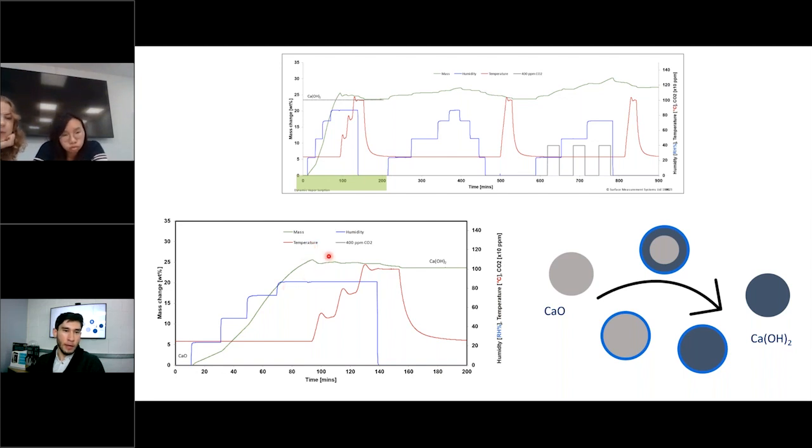It then afterwards stabilizes. We can start heating the material and remove any excess humidity that is absorbed on the surface of the crystals, and we end up with calcium hydroxide. And if we look at the stoichiometry of this reaction, it turns out the conversion of calcium oxide to calcium hydroxide is pretty much complete. It's at 99%.